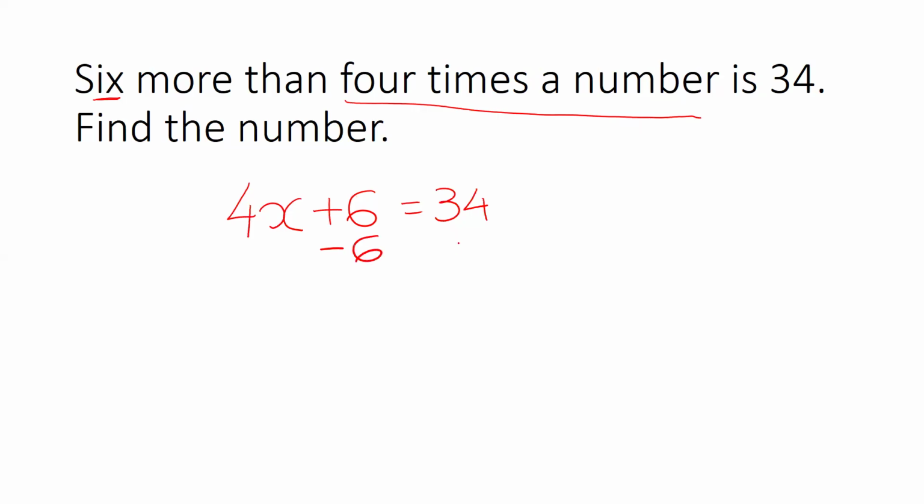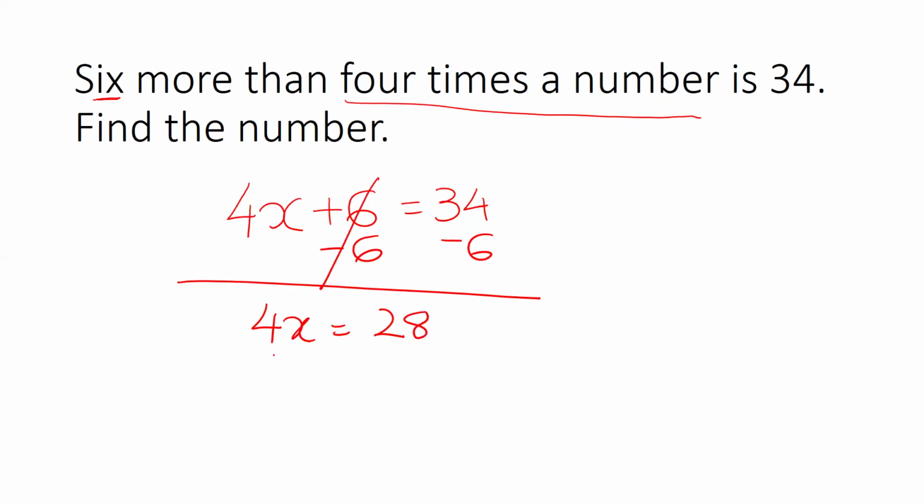We are going to take away, sticking to our inverse operation. So we have 4x equals to 28 and we are going to divide that by 4. Nice and easy. So x equals to 7.